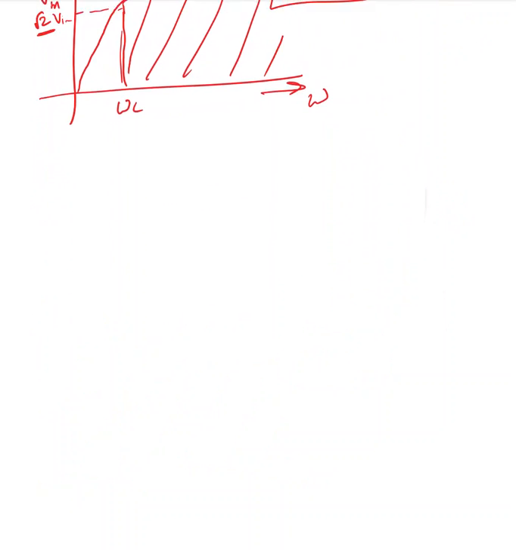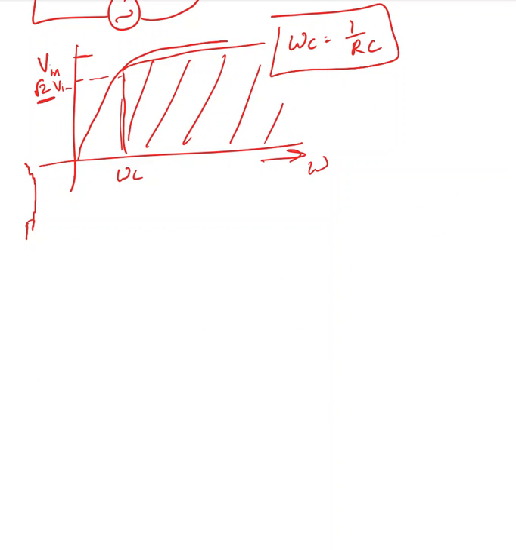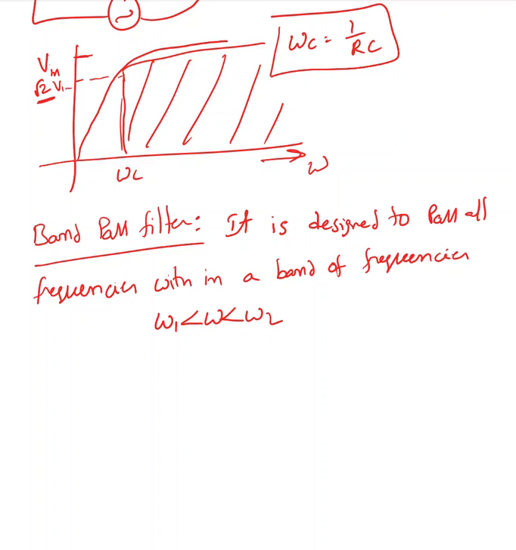Now the next one is the band pass filter. In a band pass filter, it allows signal between two frequencies. It is designed to, let me write it down. A band pass filter is designed to pass all frequencies within a band of frequencies, as long as your frequency is within omega 1 and omega 2. I believe omega 1 and omega 2 are half power frequencies. As long as your frequency is within those two, it is going to allow the signal.